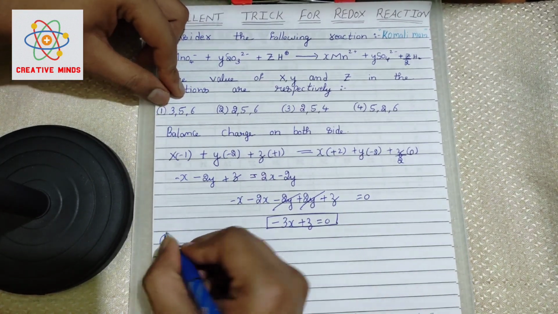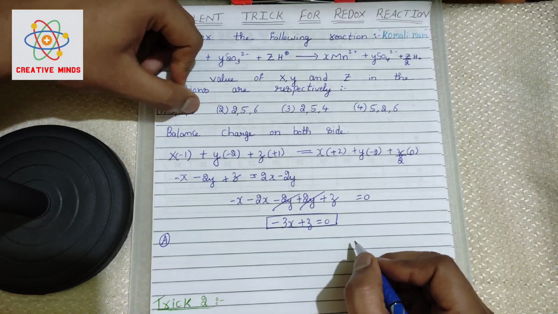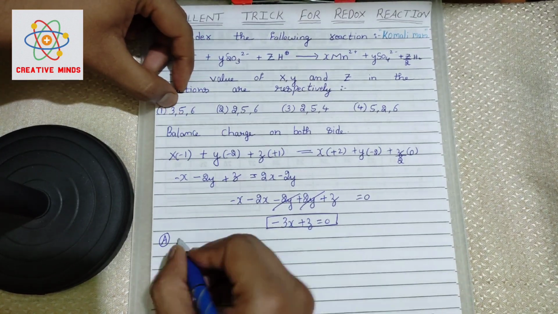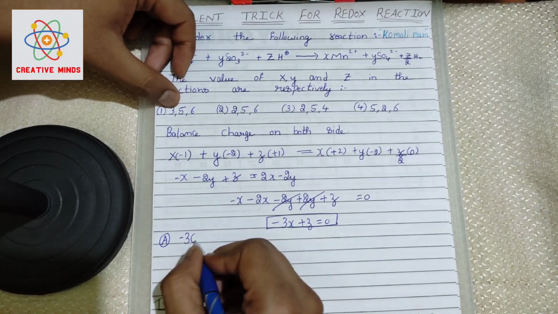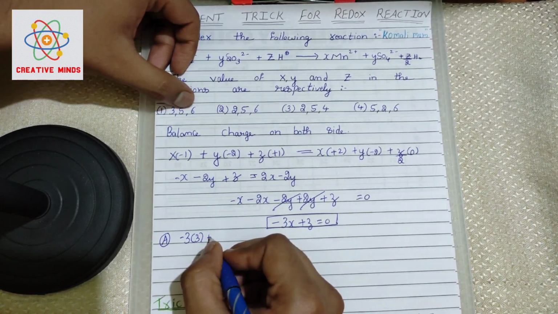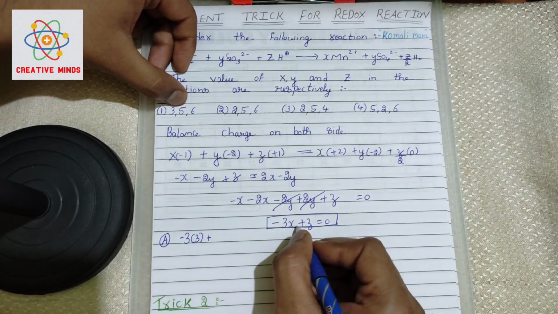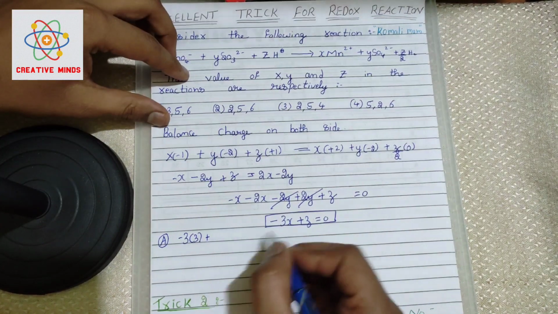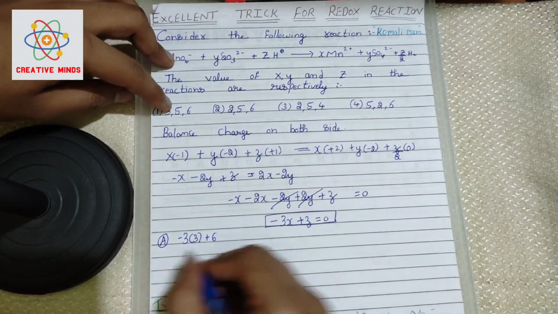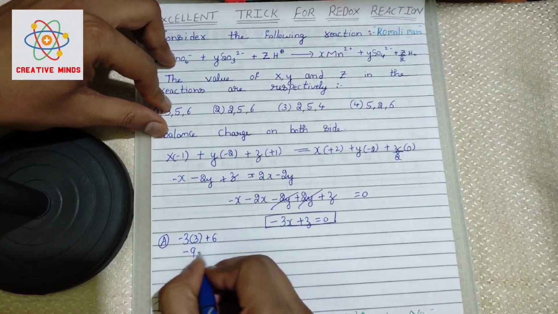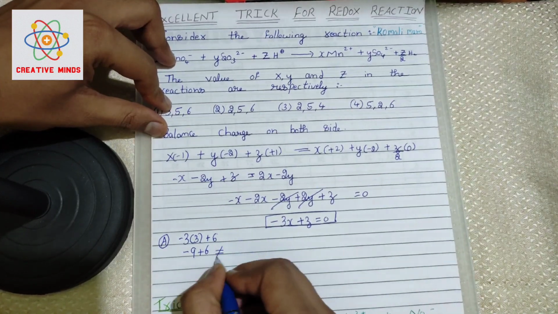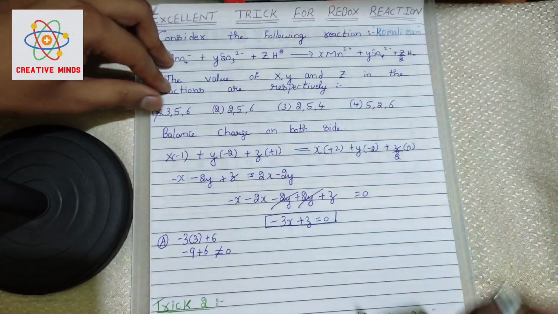Let us take option A: 3, 5 and 6. What is the value of x? 3. So minus 3 into 3, plus the value of z, which is 6. We don't have a y term here. 3 threes are 9, minus 9 plus 6 is never equal to 0. So the first option is wrong.